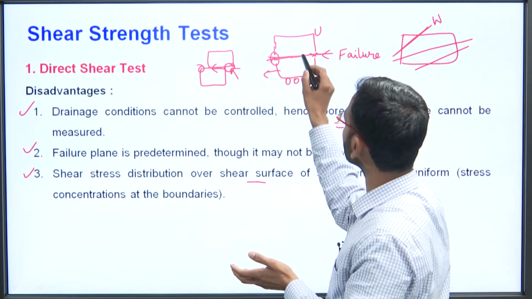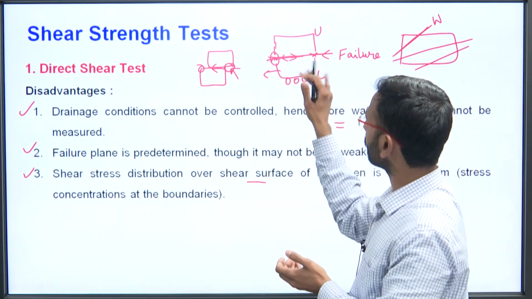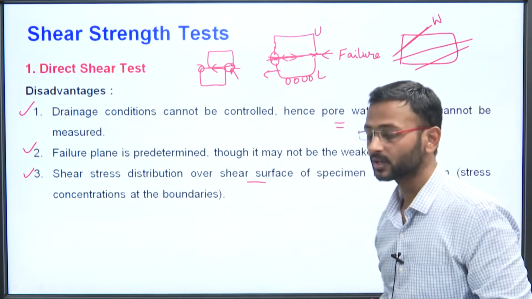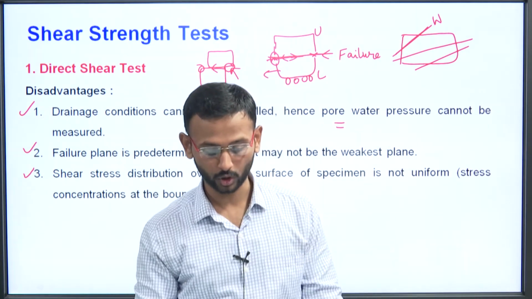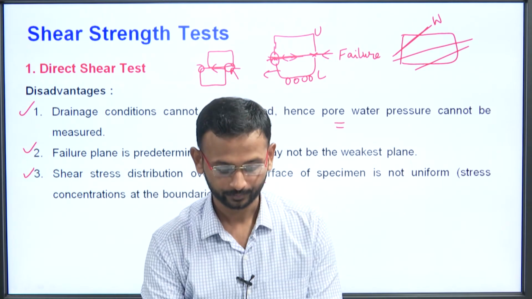बाद में तो failure plane पता था कि इसी पे failure होना है, then what happens there, यहाँ पे failure हो गया, यहाँ पे तो shear stress uniform हो गया, but at edges it is not uniform. Shear stress distribution is not uniform, but we have considered that it is uniform.